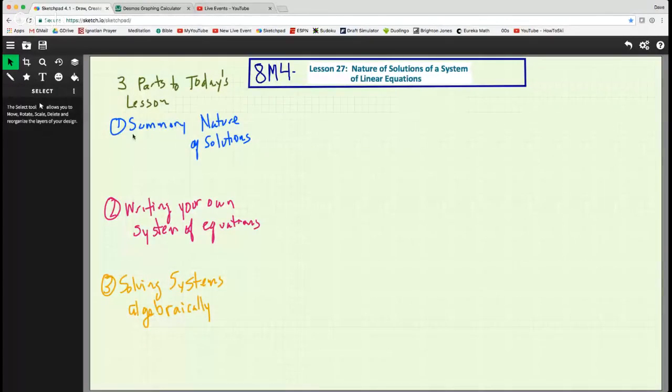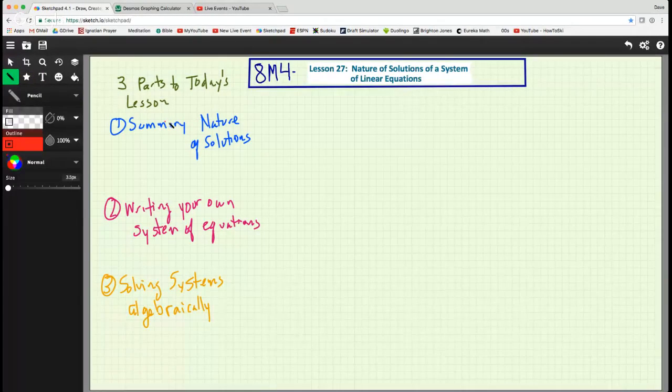So the first thing that we're going to talk about, again, is the summary of what we've been doing. And this is the nature of solutions. What do they mean by the nature of solutions of a system of linear equations? We know that a system of linear equations is two equations, usually. Or really, it's two or more, but we're really talking in 8th grade about two equations with some number of solutions.